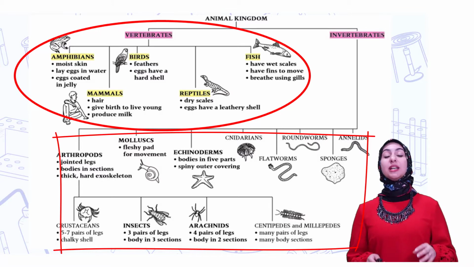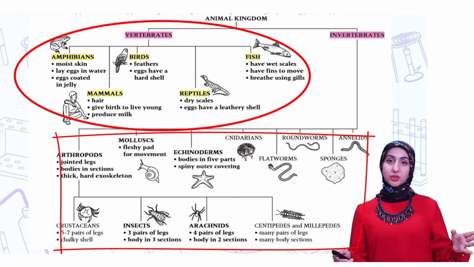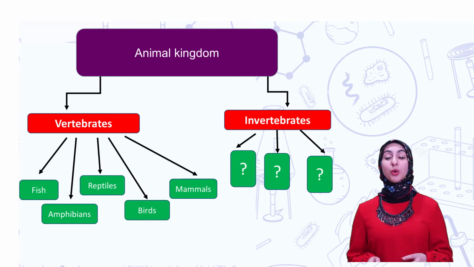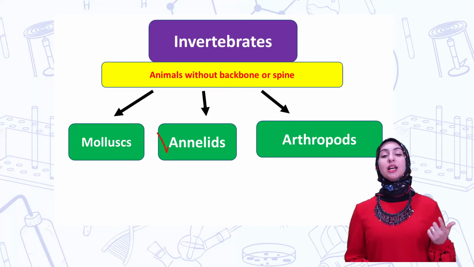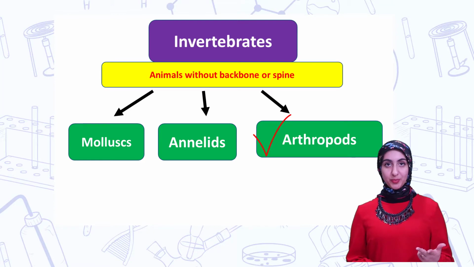And as you can see, it is divided into too many groups. But today we are going to explore only 3 groups of the invertebrates. What are these groups? Number 1, mollusks. Number 2, annelids. Number 3, arthropods.